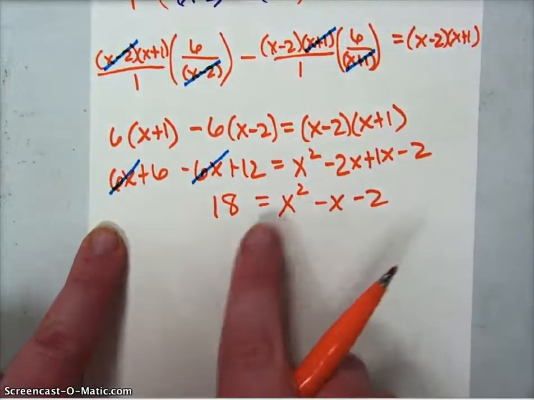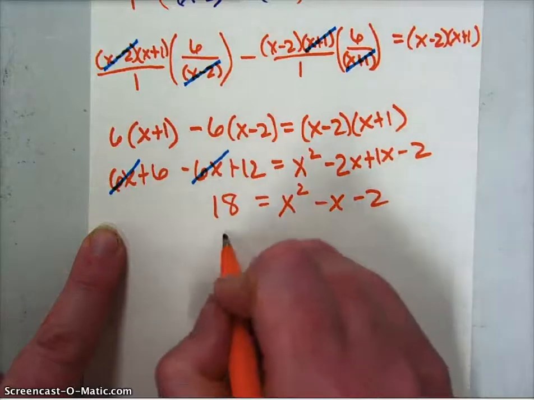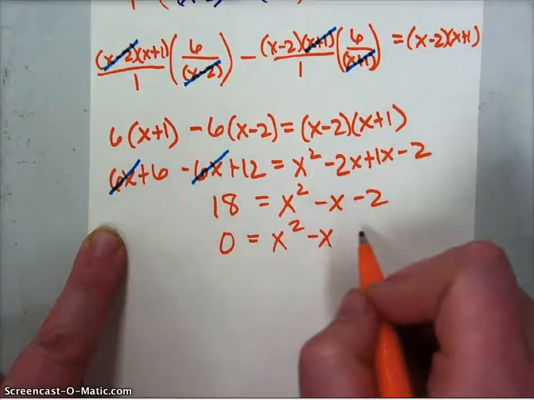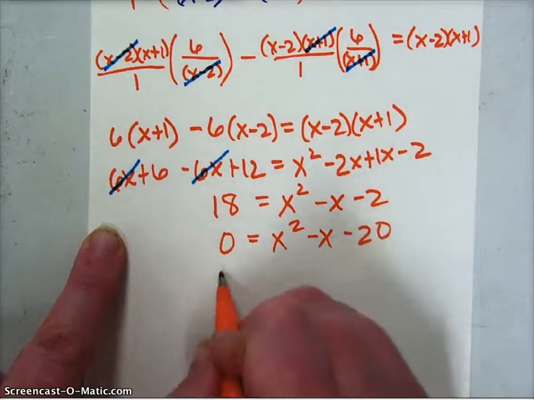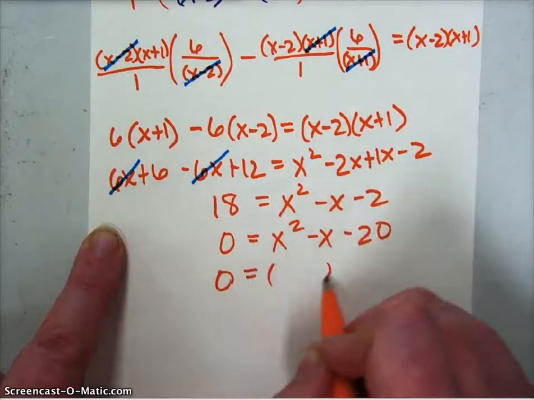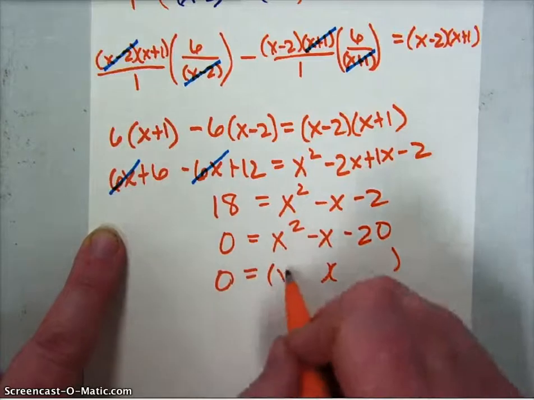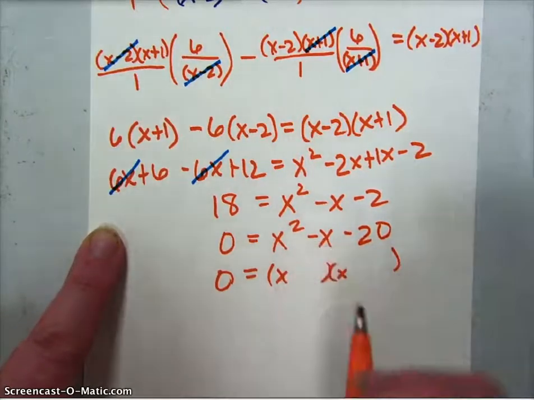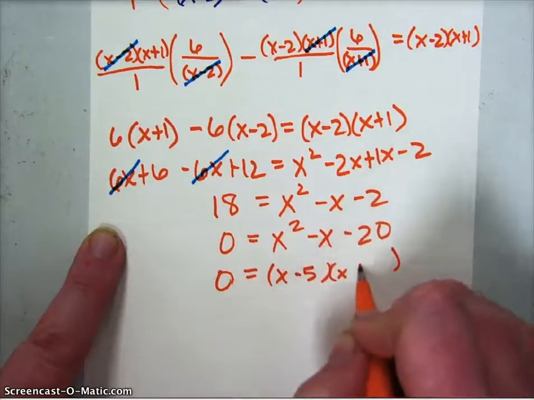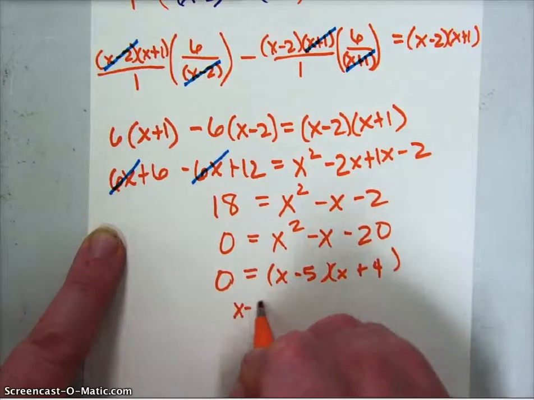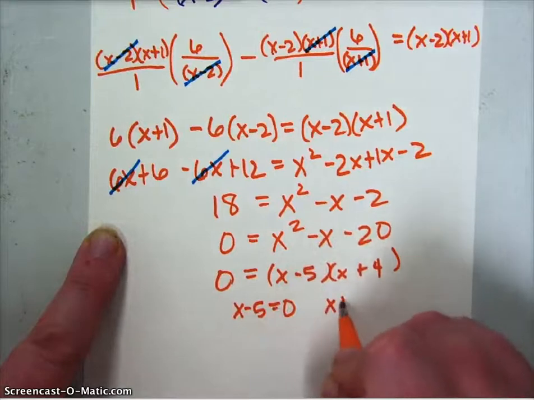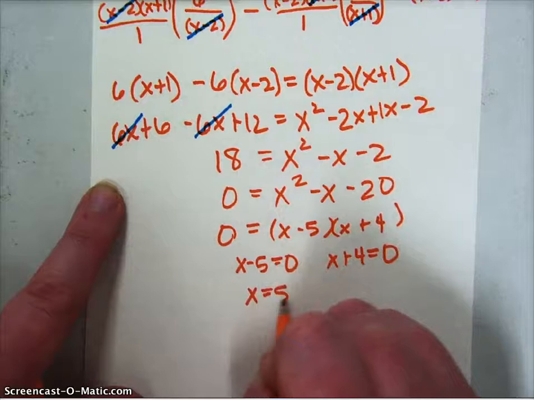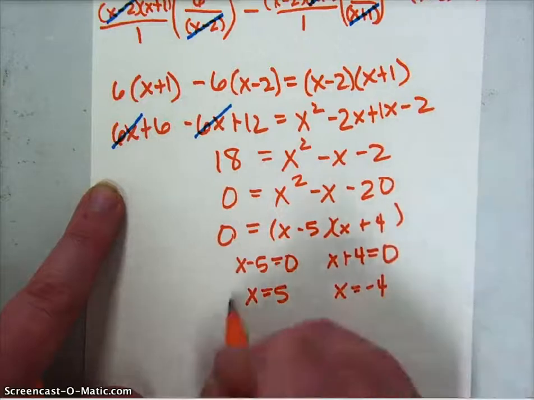Alright, so we have a quadratic. Solving a quadratic, we get everything on one side. Subtracting 18, we get negative 2 minus 18 is minus 20. And we can use the zero product property here to factor. Okay, what's a factor pair of negative 20 that adds to negative 1? It would be negative 5 and positive 4. So either x minus 5 has to equal 0 or x plus 4 has to equal 0. So we get x equals 5 or x equals negative 4.